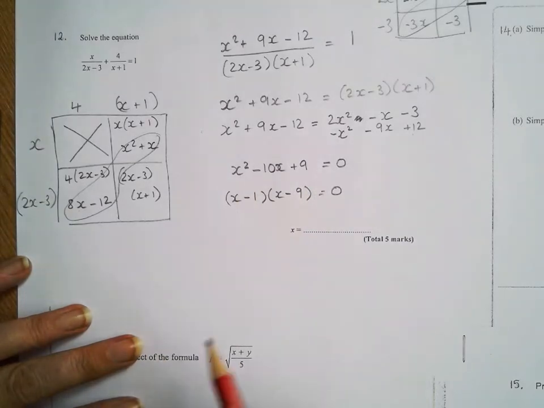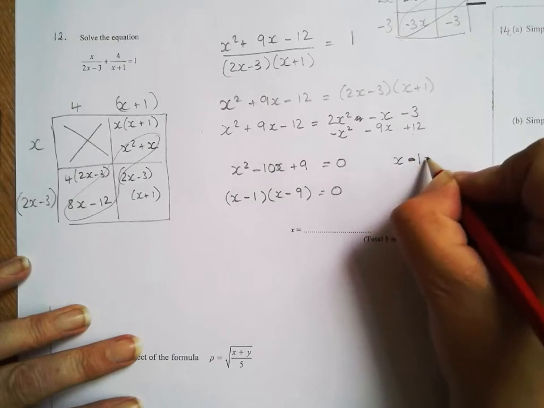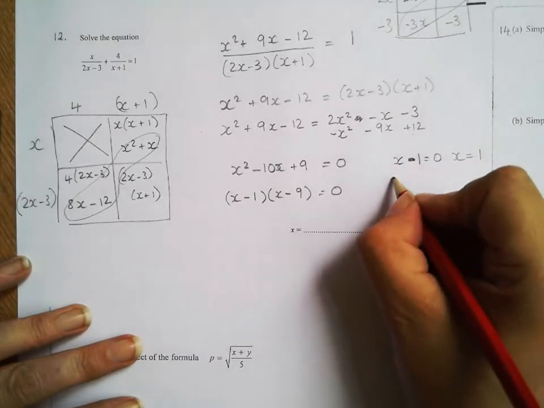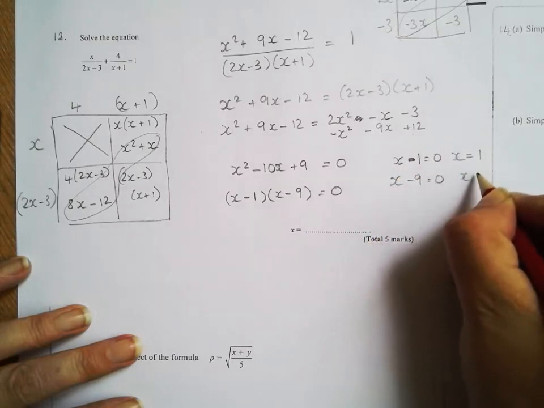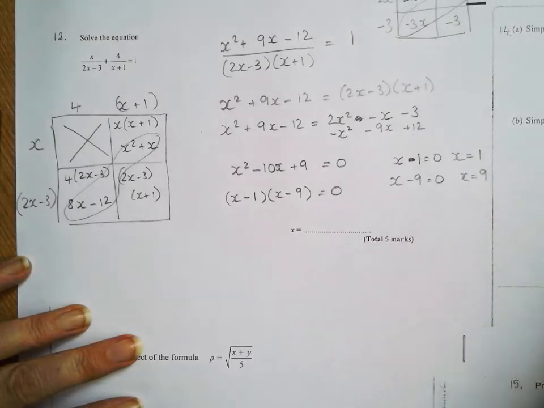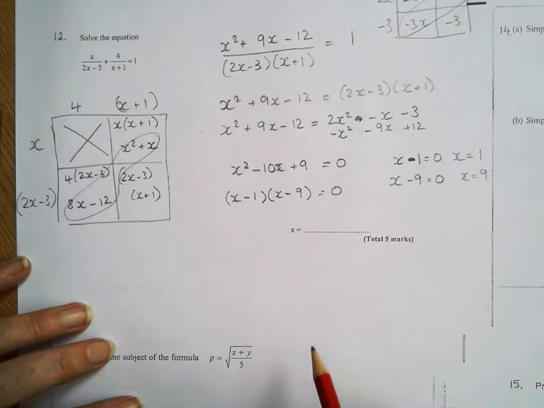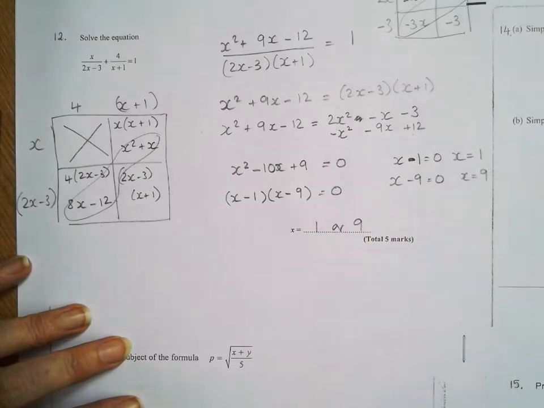Now this means that my solutions are going to be the result of this. x minus 1 equals 0. In that case x would equal 1, or x minus 9 equals 0, in which case x would equal 9. Now they're quite mean on these because it is a quadratic. They don't necessarily indicate that you need two solutions, but your solutions are 1 or 9. So it's a lot of work for those 5 marks.